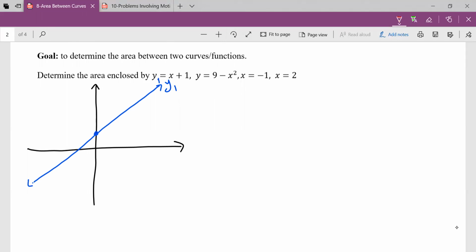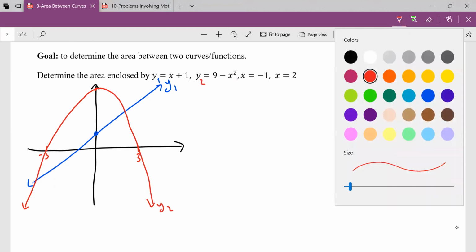Okay, 9 minus x squared. I've got an x-intercept over here at -3. I've got another x-intercept over here at +3, and my y-intercept is somewhere up here at 9. So this one does something more or less like this, and that's y2, we'll call it.